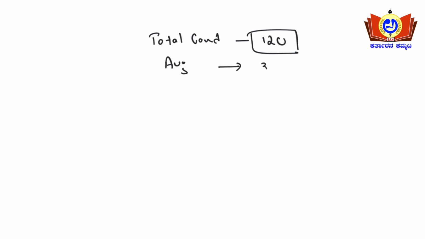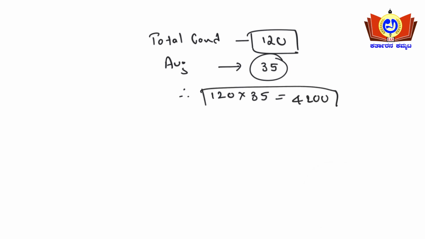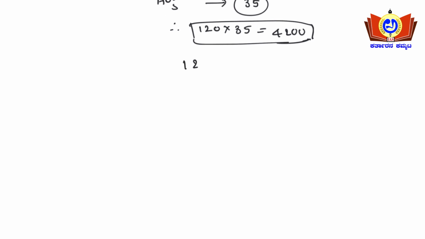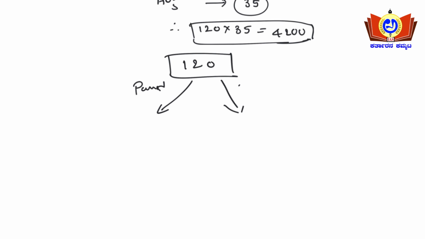So what is the given data? Total candidates will be 120, right? Total candidates is 120, and their average is 35. Therefore the total marks will be 120 into 35, right? The total marks will be 4200. 120 into 35 is 4200. So 4200 is the total marks we got. In these 120 students, there are two types of students, right? Passed and failed students are there.